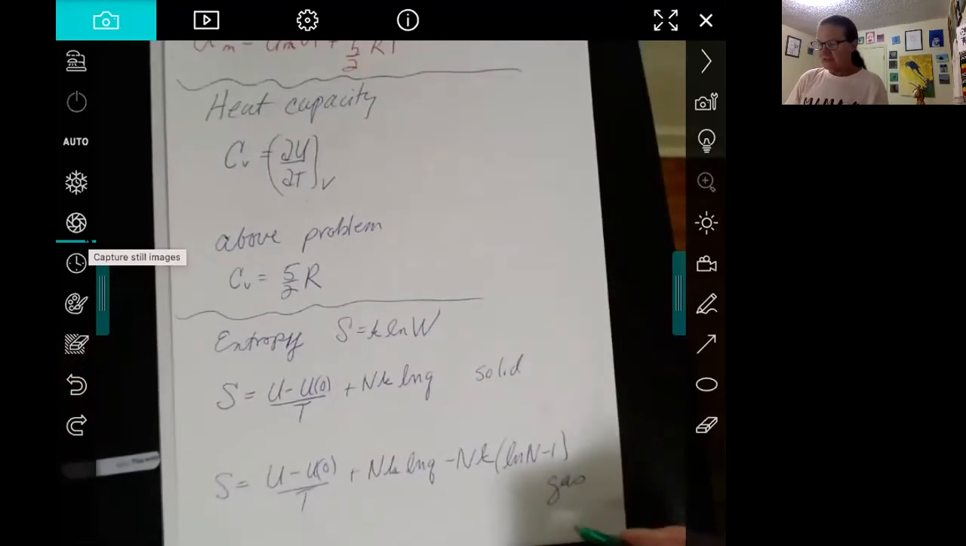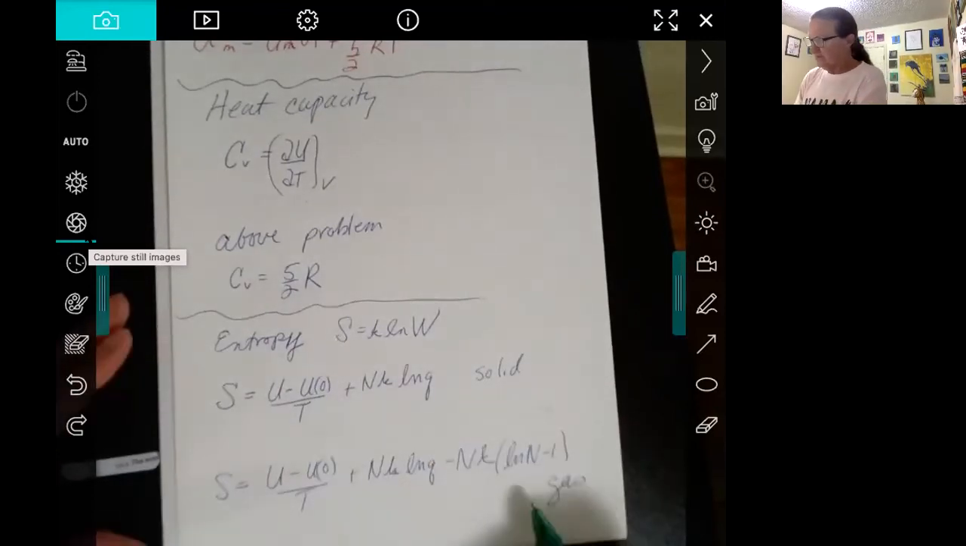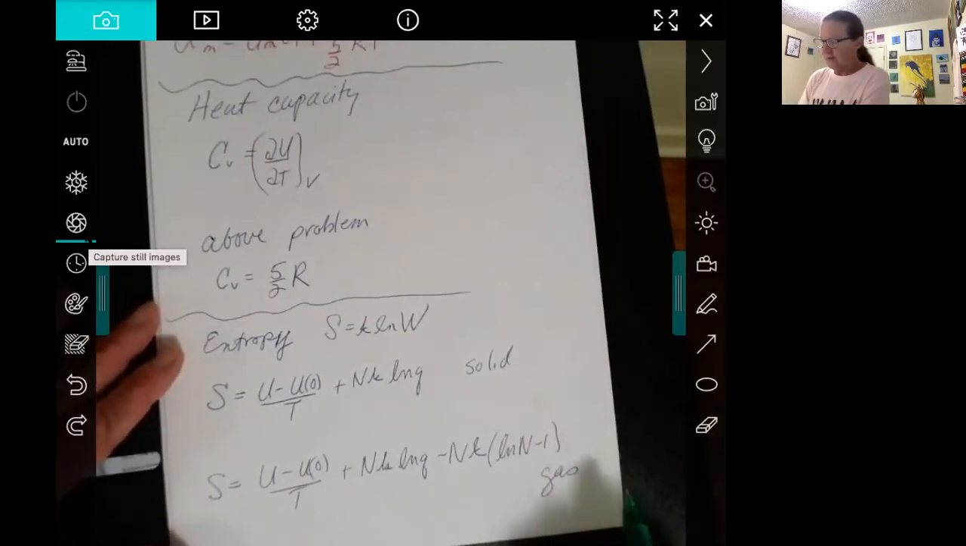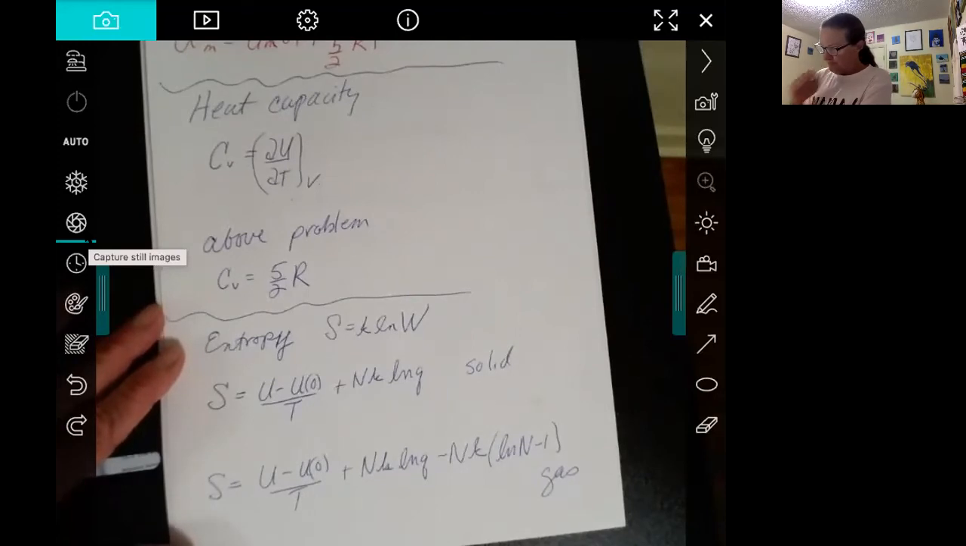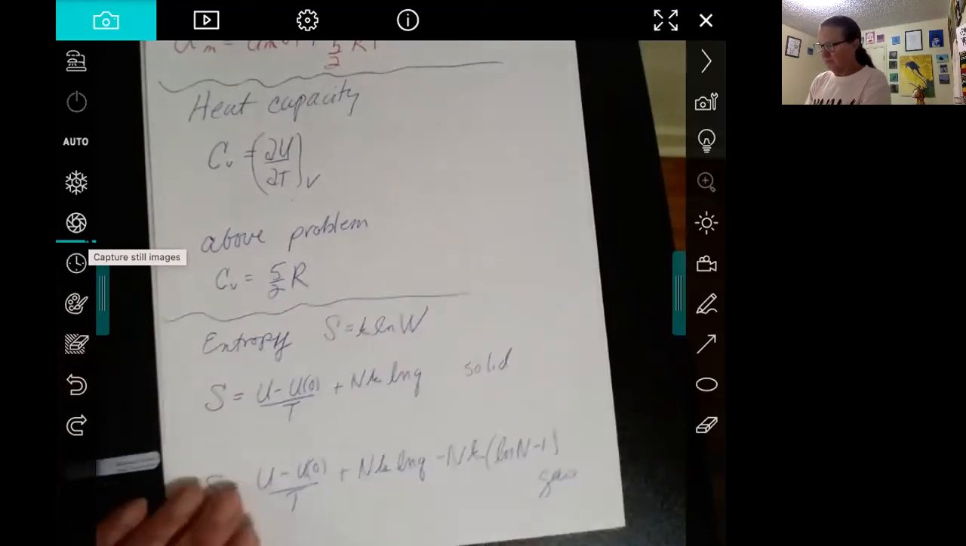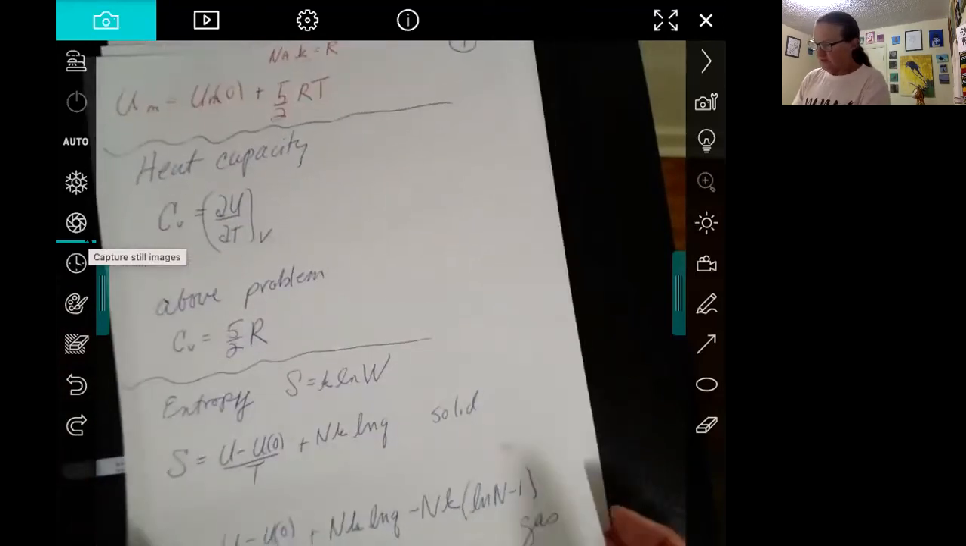Versus for a gas, an indistinguishable particle where the gas can move around, that decreases the entropy some because not all the states are different if you can't tell the particles apart. So it's the same functional form except you subtract from it N times k times ln of N minus 1. It doesn't show you where that comes from, but we will use that equation.